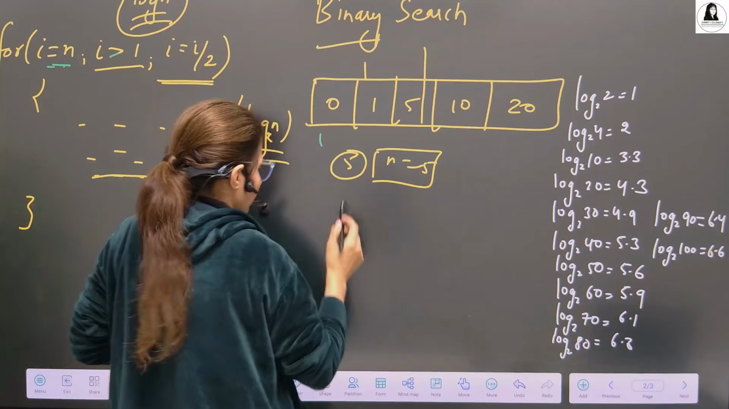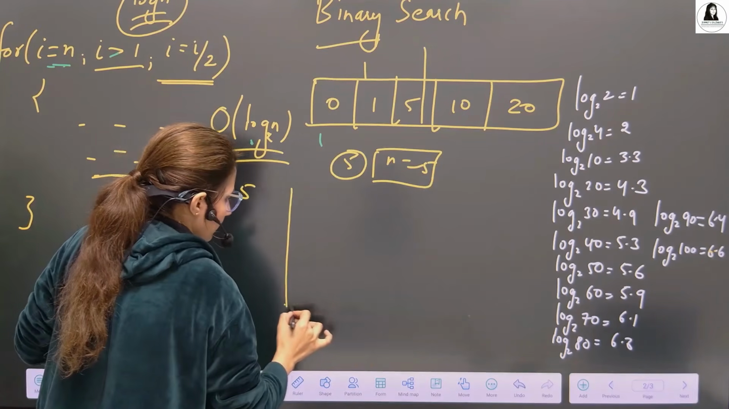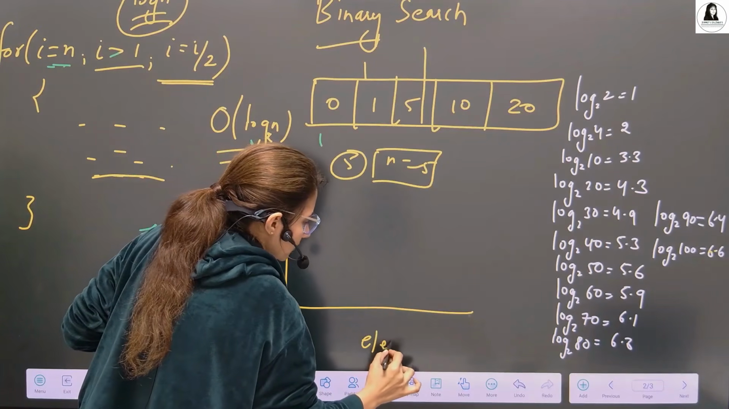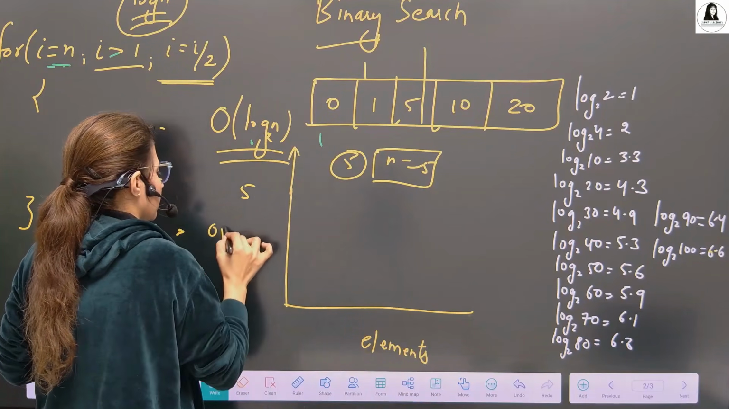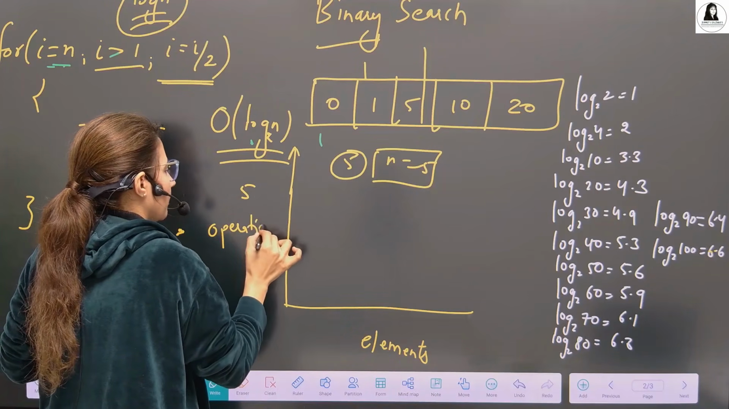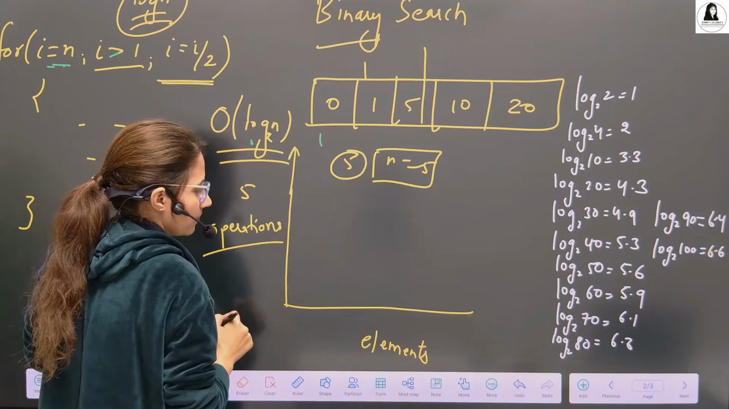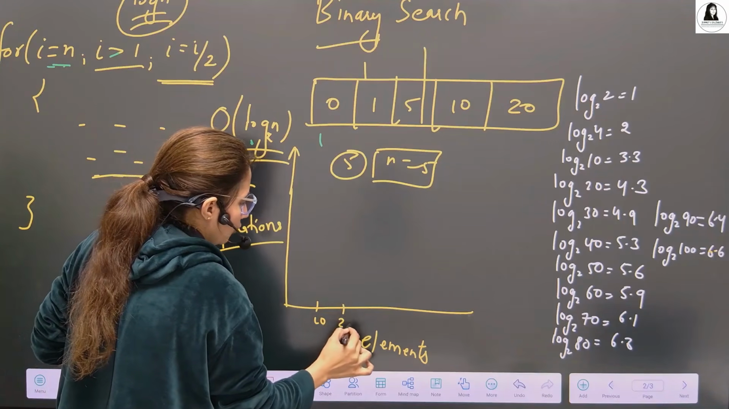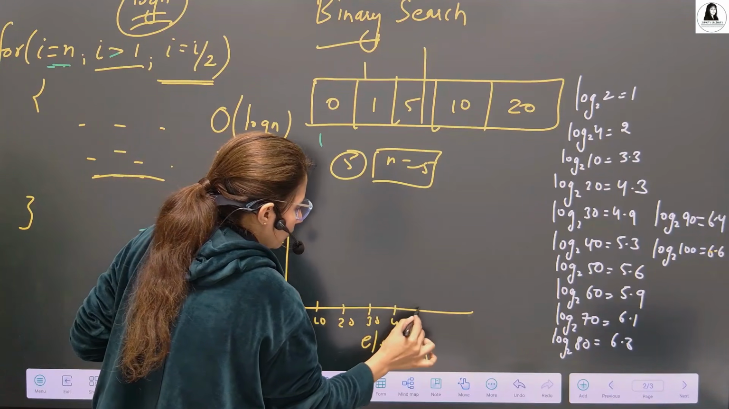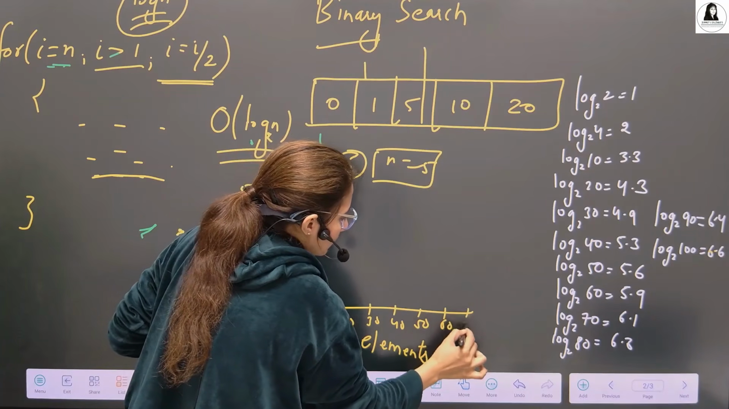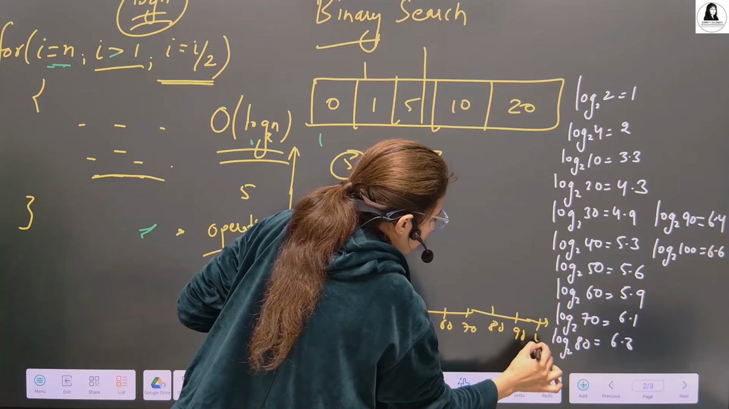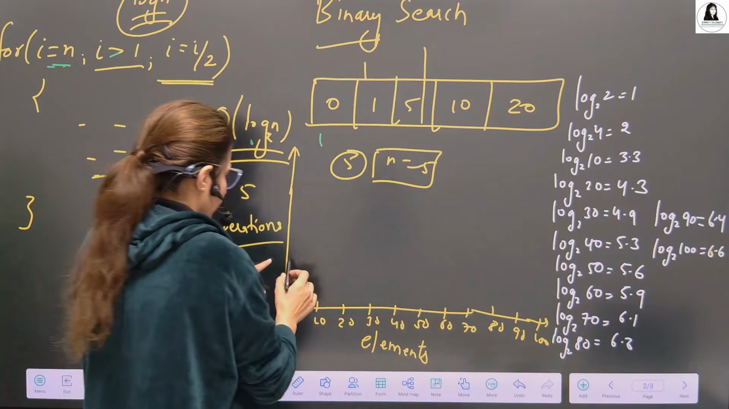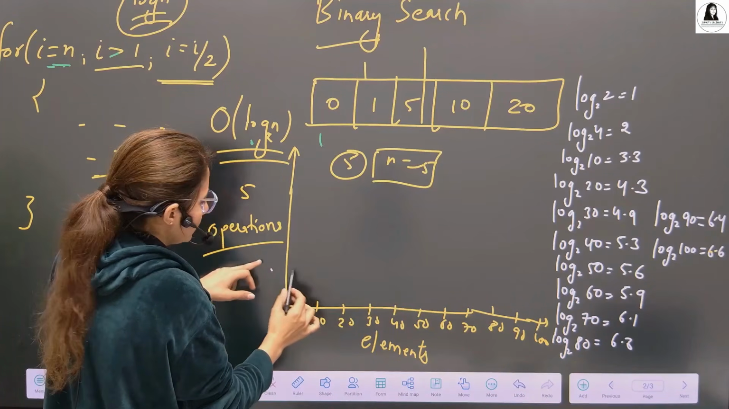Now if I draw the graph here, same as before. Here we have the size of the elements, and here we have the number of operations. In the previous case, it was linear. In this case, n is 10, 20, 30, 40, 50, and up to suppose 100. This would be something like this.